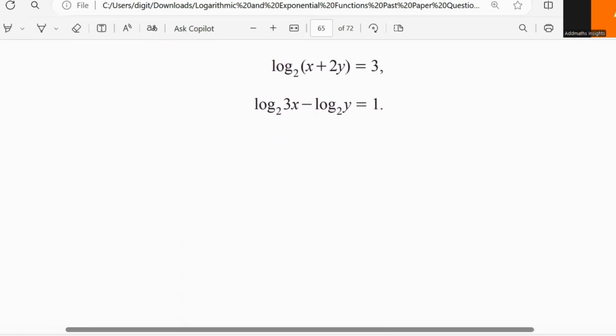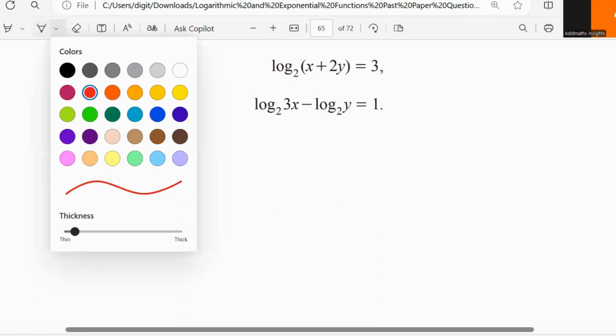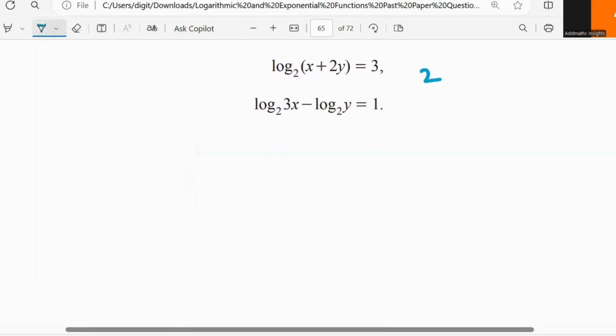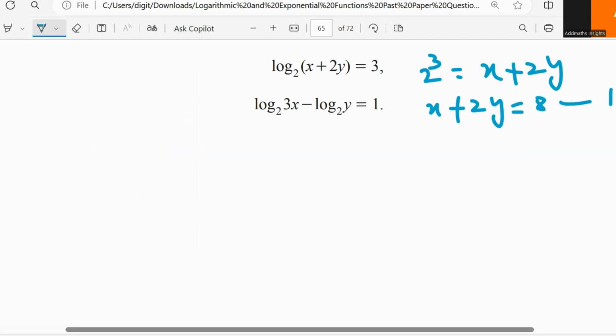simultaneous equations. So same pattern. First we change into exponential form. And when you express this in exponential form, you can write 2 cube is equals to x plus 2y. It means that x plus 2y is equals to 8. So this is one linear equation.